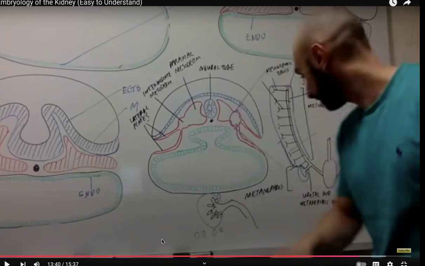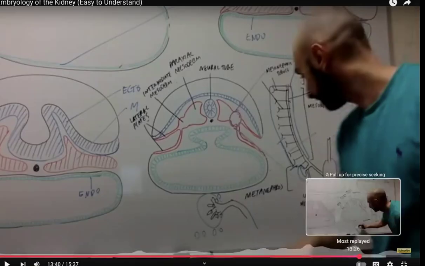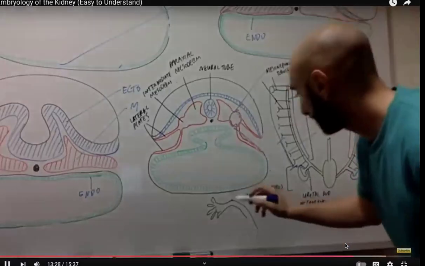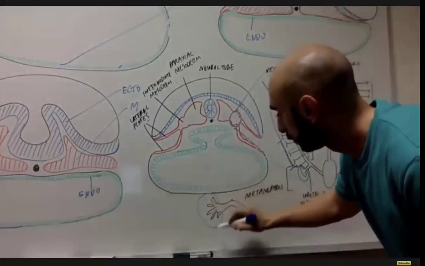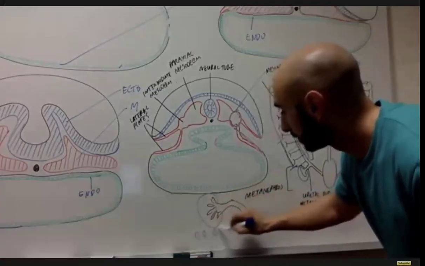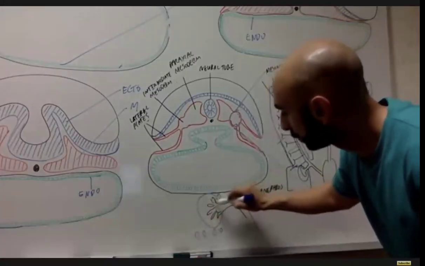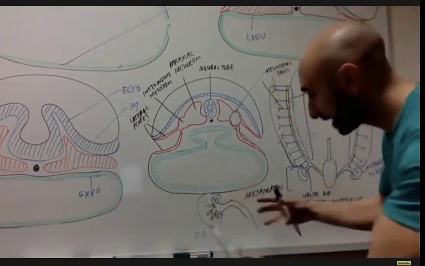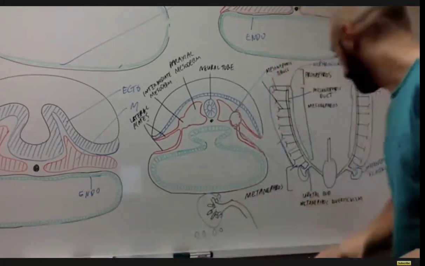So he said the newly developed kidney, or the blastema, will form these vesicles, and the vesicles will attach to the newly grown ducts, and that's how the kidney is developed.